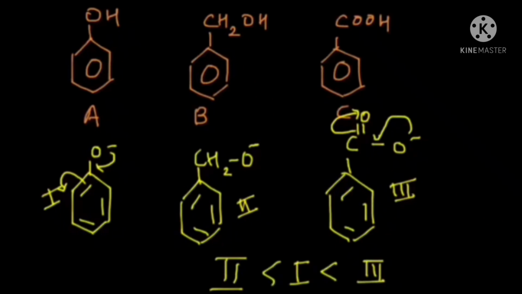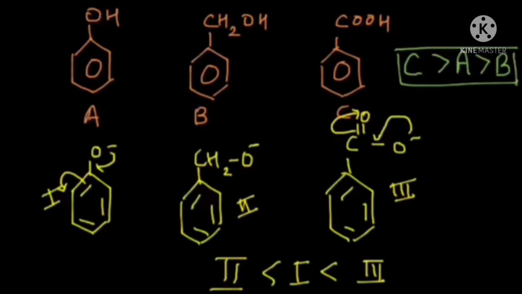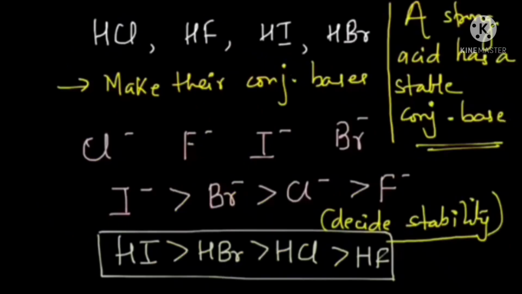So this is the order of stability of conjugate bases, and because this will be the order of their corresponding acid strengths, we can write C is the most acidic, followed by A, followed by B. So that is the order of acid strength. So guys, in this way you can decide the acid strength of any group of compounds. The first thing to do is to make their conjugate bases, then decide that stability order, and that same order is followed by the corresponding acids.